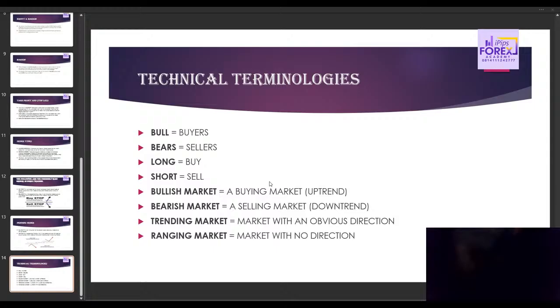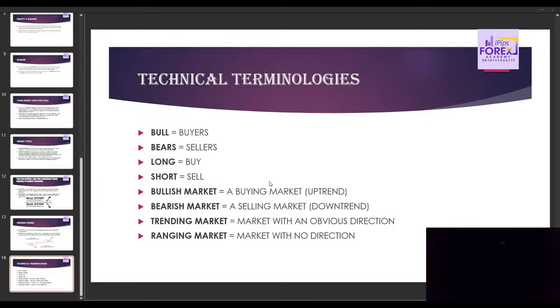Now, remember, I said bulls are the buyers. So a market the buyers are in control of is called a bullish market, a buying market, which is also called what? An uptrend. Don't forget, uptrend. That's a bullish market. A market going up is called a buying market, and it is an uptrend. And a bearish market is just the opposite of a bullish market. A bearish market is a selling market, which is called a downtrend, which means a market the sellers, the bears, are in control of.